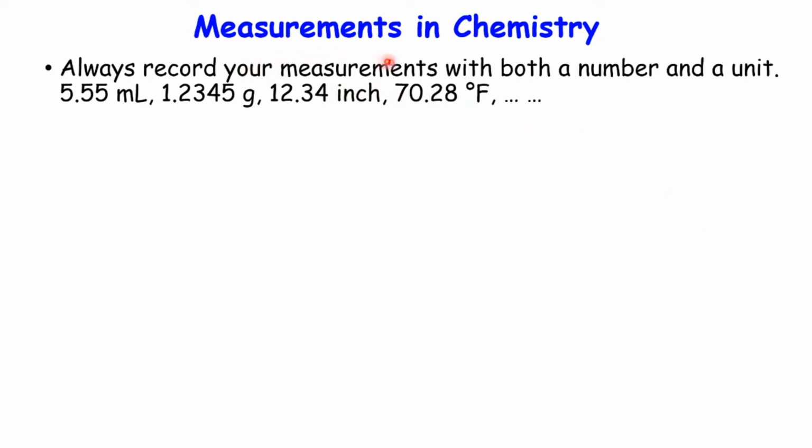Let's first talk about measurements in chemistry. There's one rule you have to remember: you always need to record your measurements with both a number and a unit. You cannot just write down a number without units. For example, if you write 5.55 without the mL, which is milliliters, then no one knows what unit you're talking about. Always include the value and the unit.